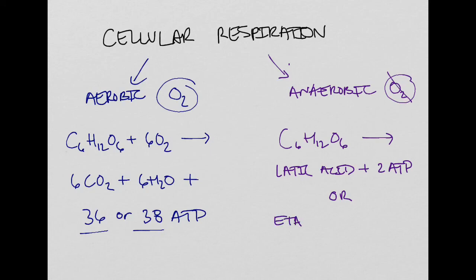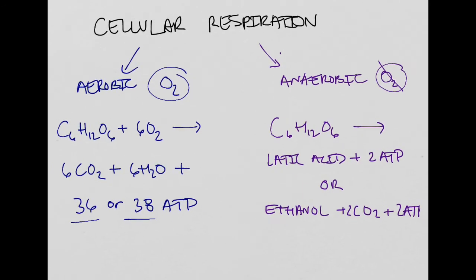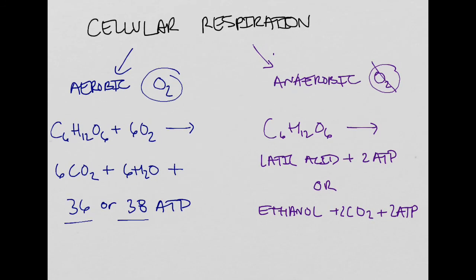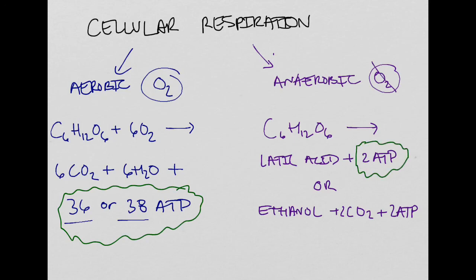CO2, but just one of them. Oh, sorry. I mean 2 of them, 2 CO2, plus 2 ATP. Now, you should notice here that aerobic respiration, aerobic cellular respiration, produces a lot more ATP than either lactic acid anaerobic, or ethanol-based anaerobic cellular respiration.